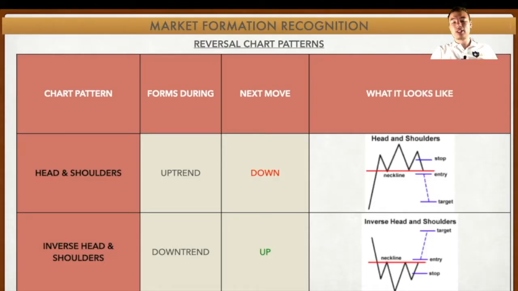Now your inverse head and shoulders is the opposite of your head and shoulders. It will come from a downtrend and then transition into an uptrend. So you'll have your left shoulder, your head, your right shoulder, and then boom, break, and hopefully a retest, just for risk management purposes. Then you enter a buy, and the high probability trade would be a buy. So let's have a look at an example.